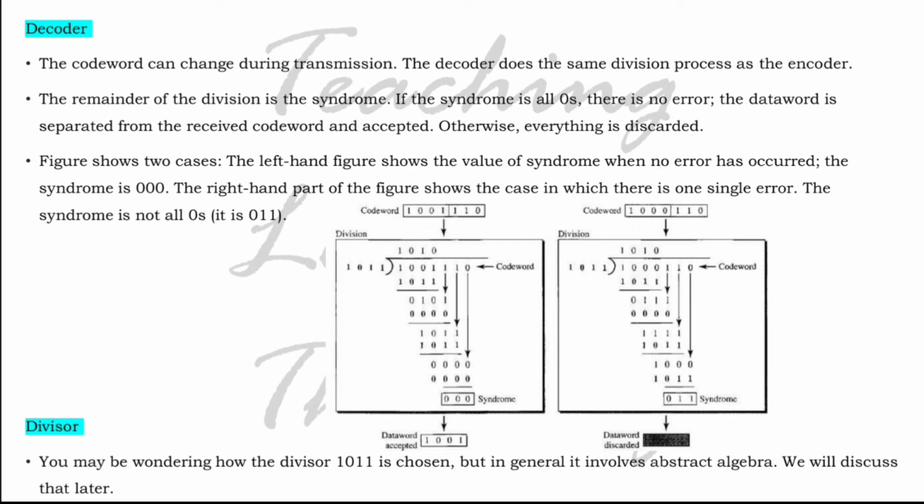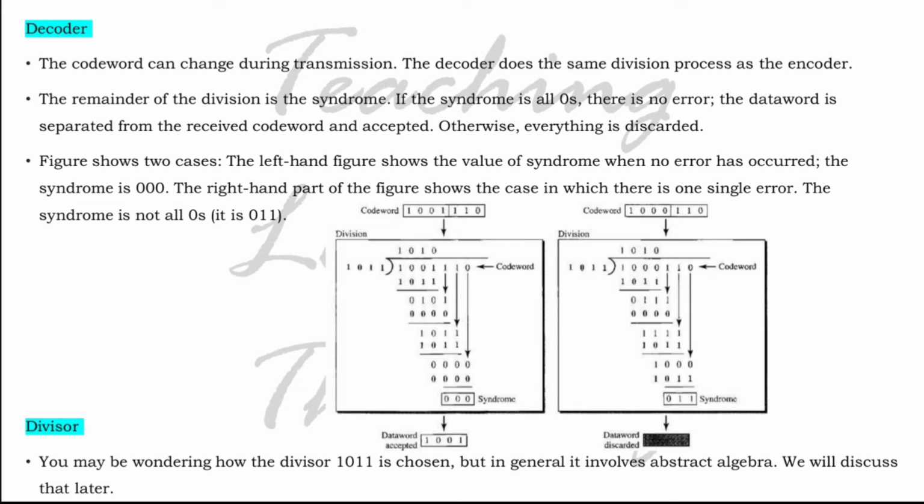So the decoder side we can discuss like that. The code word can change during transmission. The decoder does the same division process as the encoder. So the remainder of the division is the syndrome. If the syndrome is all 0, then there is no error and the data word is separated from the received code word and accepted, otherwise everything is discarded.